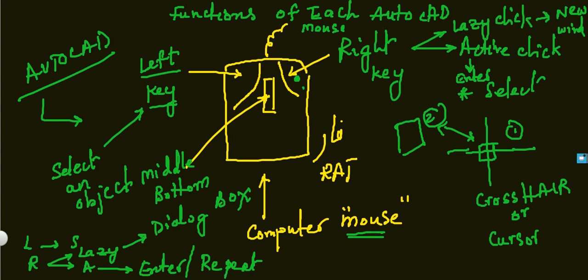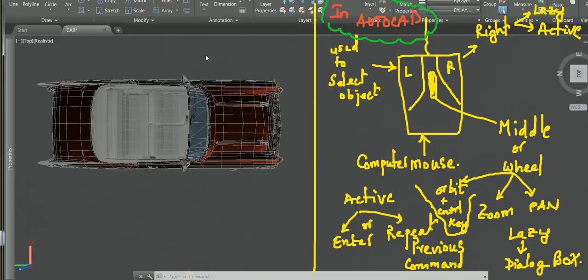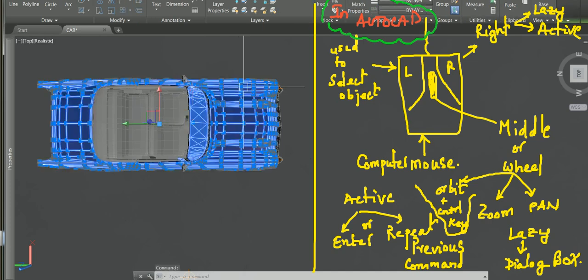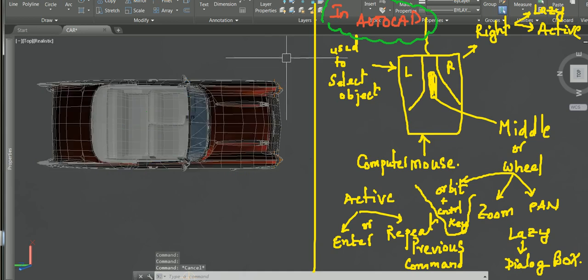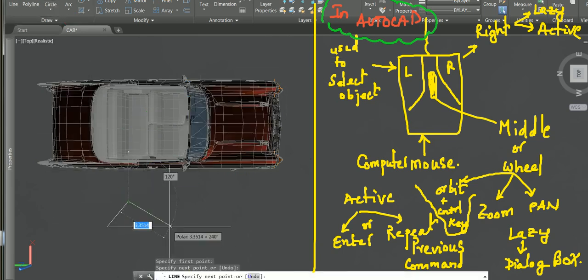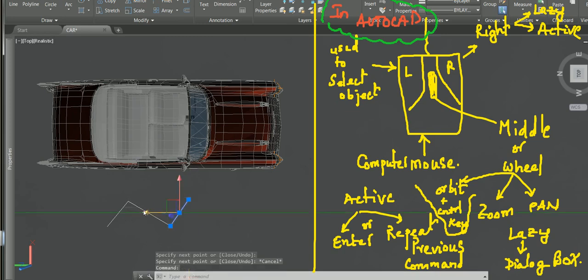Let me just show you in the software now. Things will be clear. So this is the software. In AutoCAD, the left click is used to select an object. This is the cursor. Now let's suppose I select an object, let's say this glass. See, selected. Let's take an easier object, a line. I select this object. I press a control key.